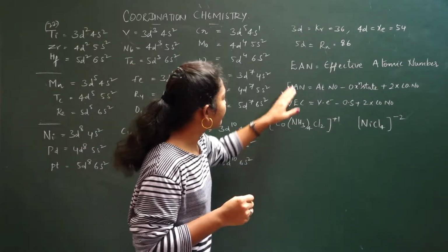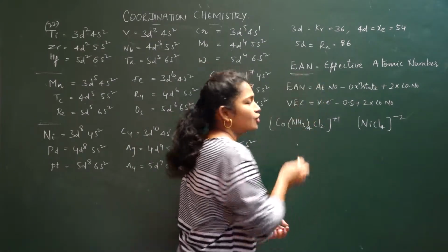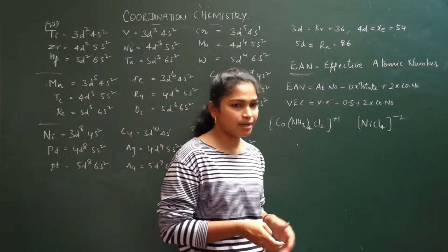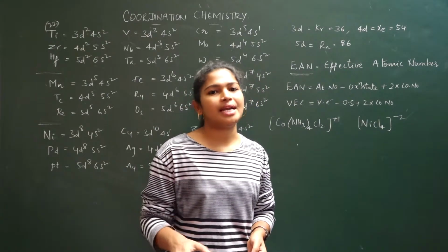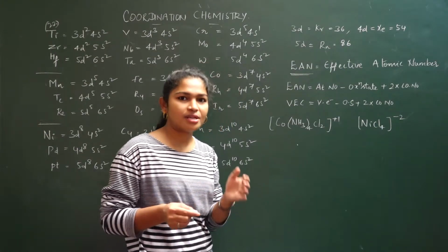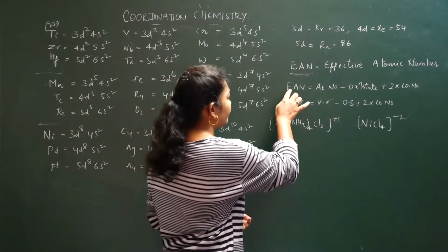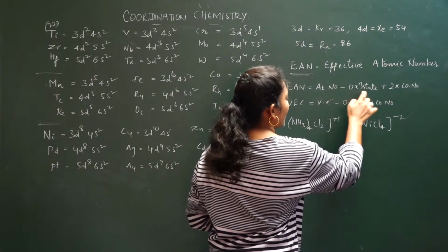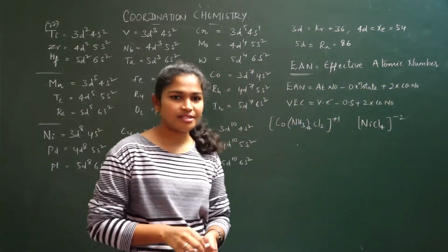What is the EAN? It is very important to calculate. In some questions they will ask you to calculate the EAN. EAN means effective atomic number, that is, the total number of electrons with the metal atom. Effective atomic number is equal to atomic number minus oxidation state plus 2 into coordination number. That is the formula.